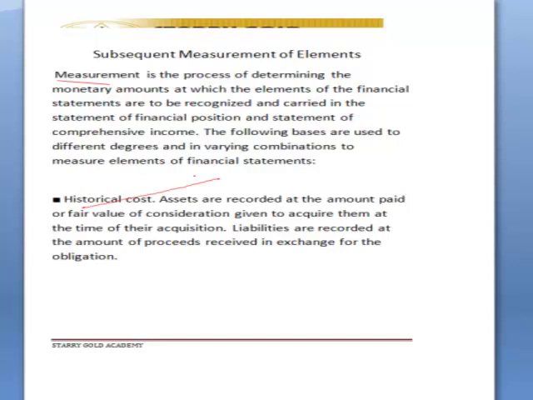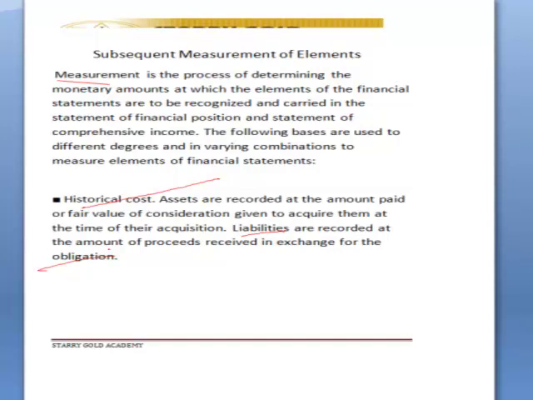Number one, the subsequent measurement will be historical costs. Of course, you know it is peculiar with financial accounting. Under historical costs, assets are recorded at the amount paid or fair value of consideration given to acquire them at the time of their acquisition. On the other hand, liabilities are recorded at the amount of proceeds received in exchange for such obligation. That is when we'll be using historical costs.